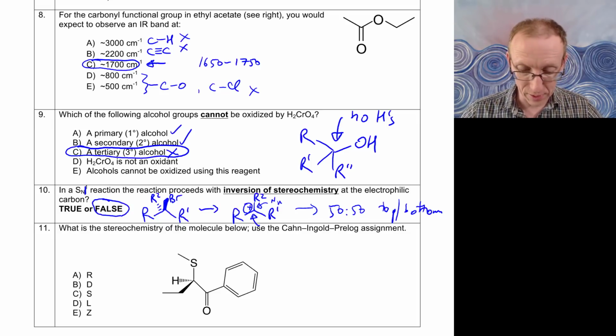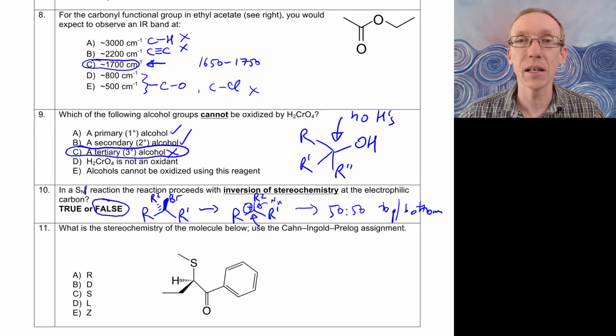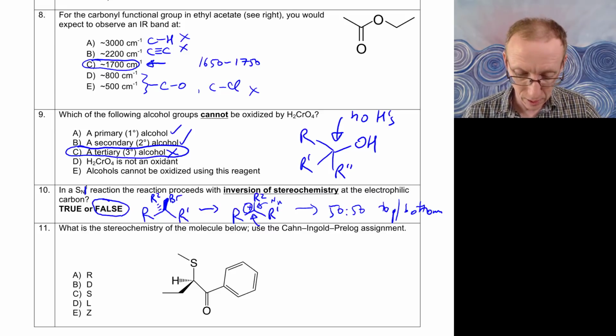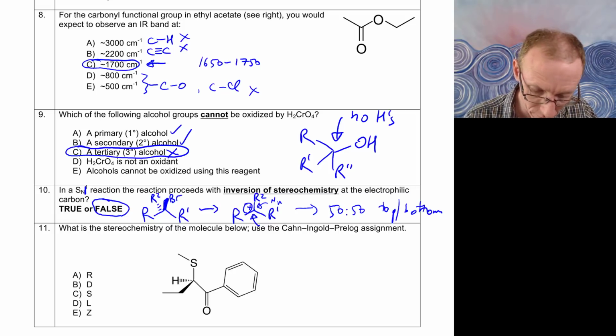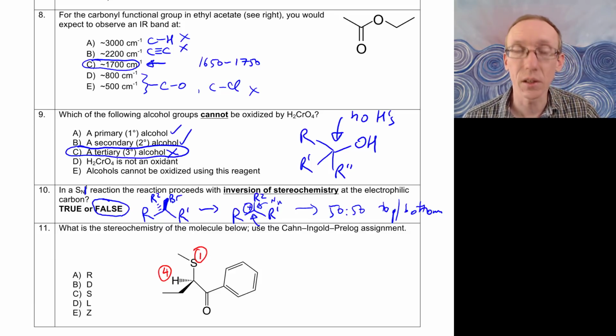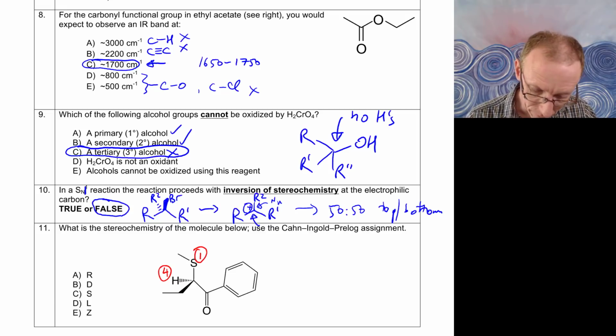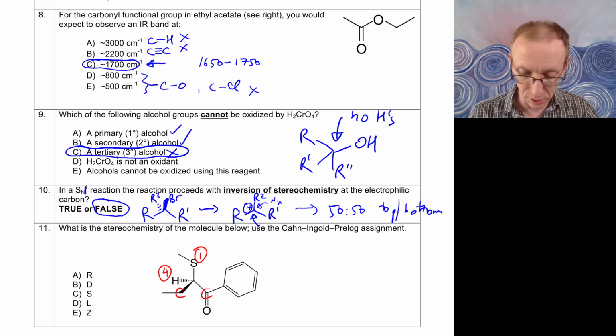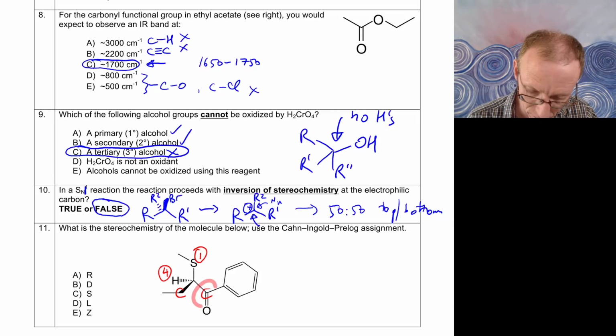Question 11. What is the stereochemistry of the molecule below using the Cahn-Ingold-Prelog rules? So we've got one stereogenic center there, one chiral center. If we want to assign the priorities, hydrogen is always the easiest, it's 4. And then we've got a sulfur, which is going to be the highest priority, it's got the highest atomic number. And then we've got a carbon versus a carbon. So we're going to have to go one further out along the chain. We look at the one here first, this one on the right.